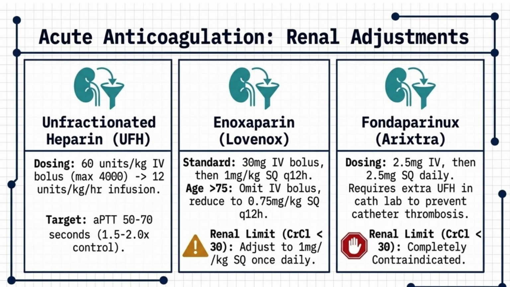Unfractionated heparin 60 units per kilogram IV bolus, maximum 4,000 units, followed by a 12 units per kilogram per hour infusion, maximum 1,000 units per hour, titrated to an aPTT of 50 to 70 seconds.